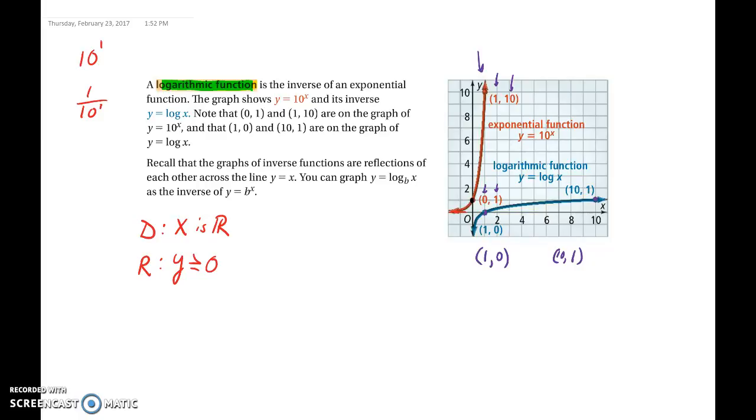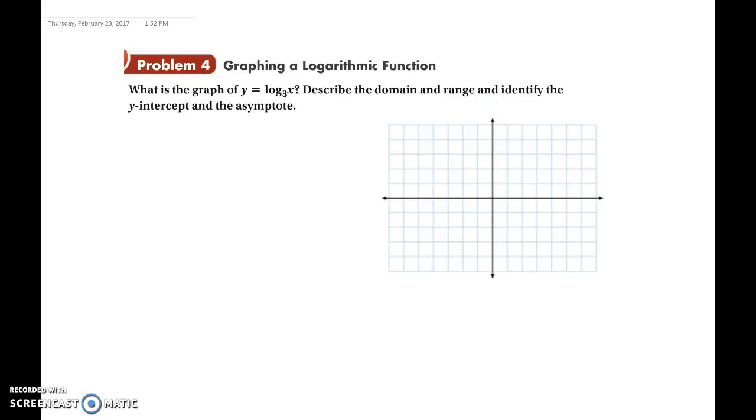So then for our inverse, we switch our x and our y. Our y was greater than 0, so then the domain of our inverse has to be x is greater than 0. And our domain was x is all real numbers, so since we switch, y is all real numbers. And we can see by our graph that that is true. All right, so now let's actually graph a problem.